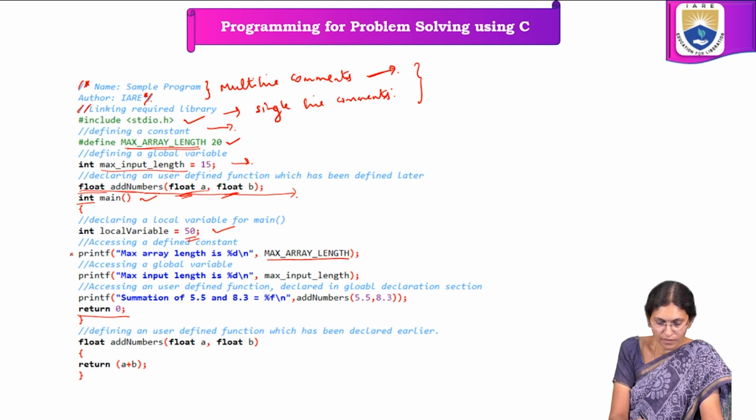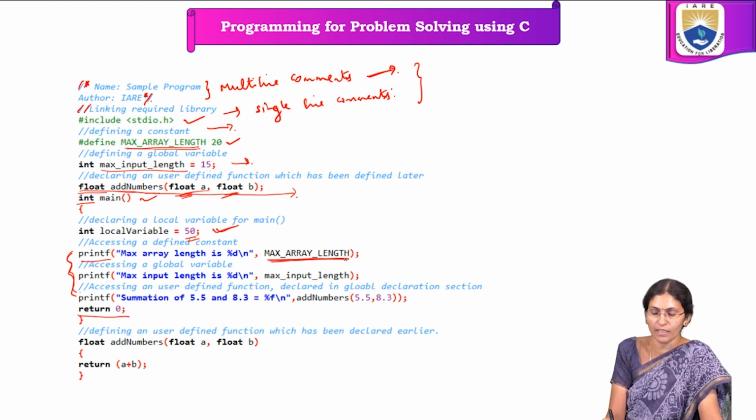Next, this is the declaration part and these are the executable statements which are there in the executable part. In the executable part, we have written printf. Wherever we are using max array length, its value will be 20 because it is a constant. And here we can access this value also. We can access the value of this global variable inside the main function also by using this same name.